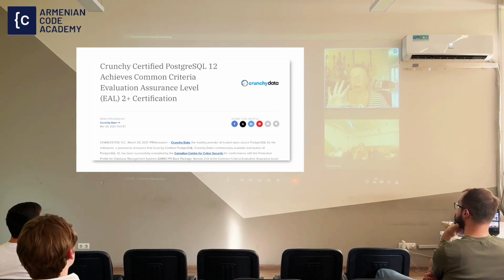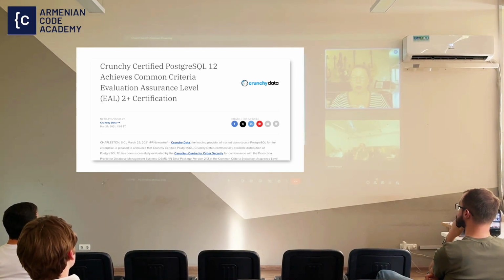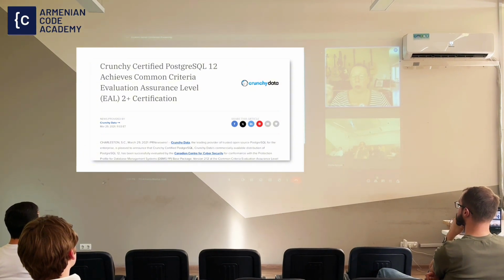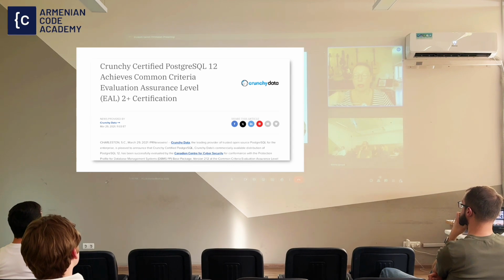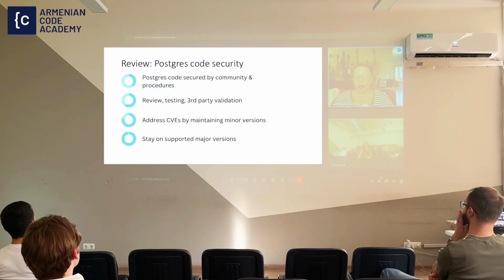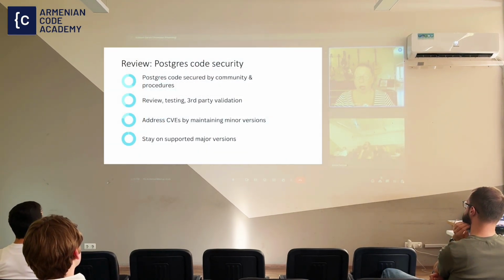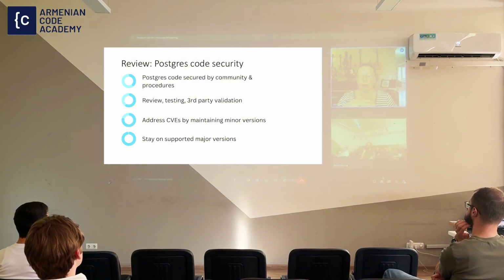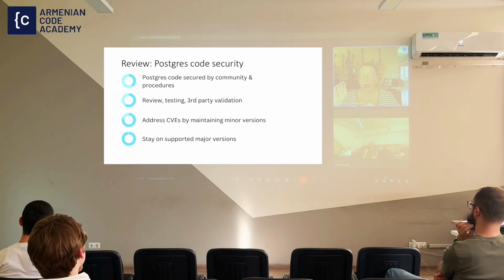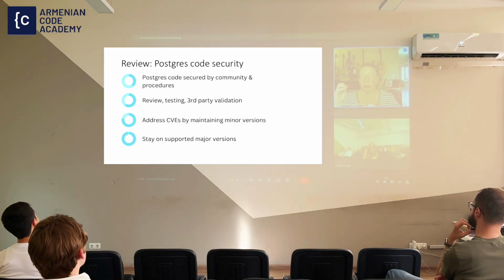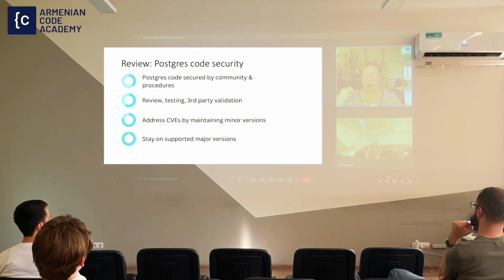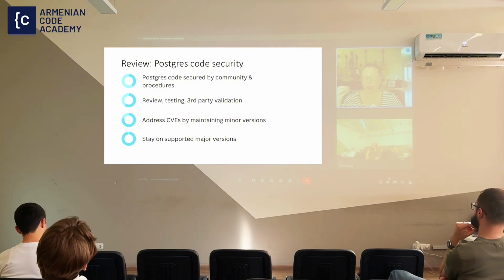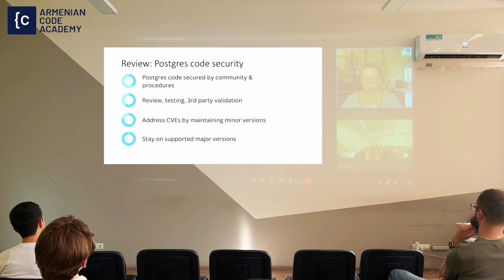To close out Postgres security, the Postgres code itself is really secured by the community, by the people who are viewing it and committing it. Review, testing, and third-party validation also help secure that supply chain and make sure there's nothing malicious happening. Any security vulnerability is addressed by updating your major and minor versions of Postgres, and to stay secure, you want to stay on the major supported versions.